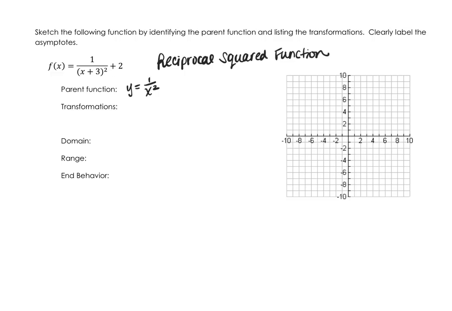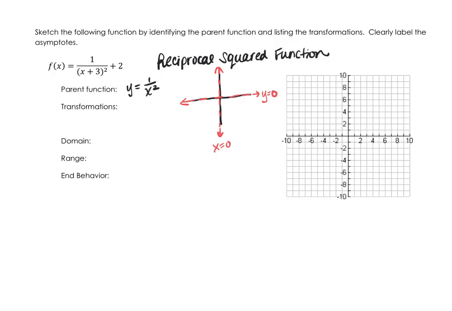So first, we want to visualize what the parent function looks like. Y equals 1 divided by x squared. And because we know that this function has asymptotes, we're not going to graph the parent function right on the grid that I've provided, but rather we're just going to sketch a little graph off to the side of what that parent function looks like, so we have a visual. We know that the parent function has a vertical asymptote of x equals 0 and a horizontal asymptote of y equals 0. And again, I've gone over why it has those asymptotes in a previous video.